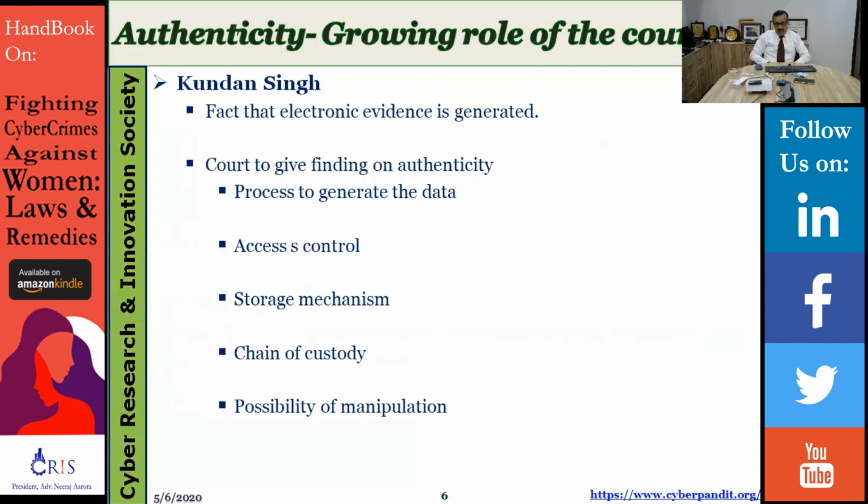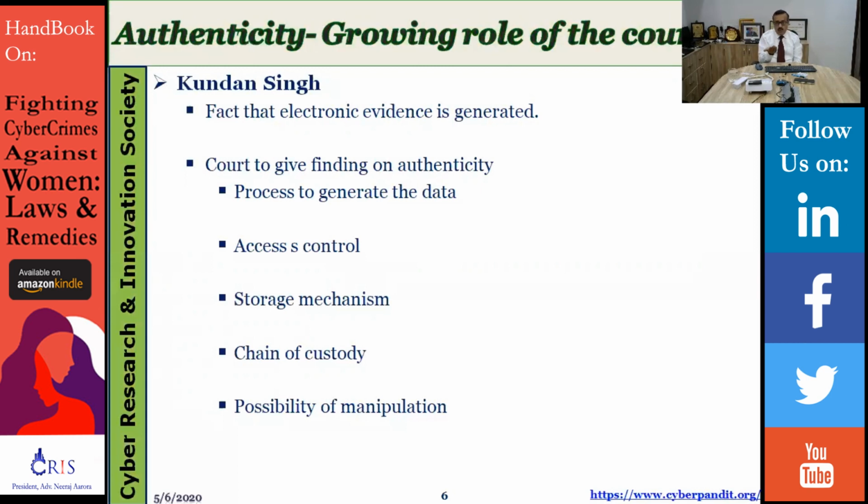Then we have the judgment of Kundan Singh versus State of Delhi. Again, a judgment given by Division Bench of Delhi High Court, a very good judgment, where the court has stated that to determine the authenticity, the court has to give a finding that the electronic record has not been manipulated or tampered with. And how will the trial court give it? The trial court will look into various factors. Some of the factors are, number one, the process to generate the data: how that particular evidence has been generated, so that the court could understand the authenticity of the process also.